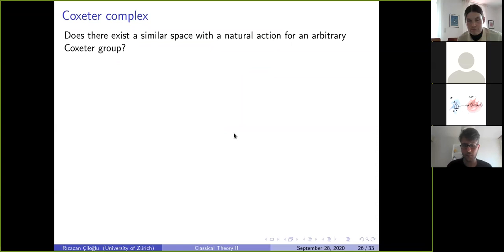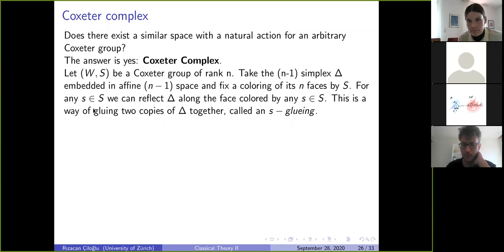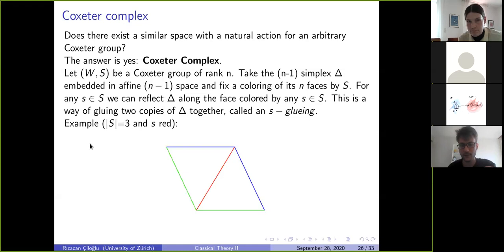Does there exist a similar space with a natural action for an arbitrary Coxeter group? Yes. To construct it, we will use simplexes. If you take a Coxeter group of rank n, we will take the n minus one simplex lying in the affine n minus one space. It's n minus one because n minus one simplexes have n faces, and n is the rank of the Coxeter group. We'll color each face of the simplex by an element of S. Then for any S, we can reflect the simplex along the face colored by it. This gives us a way of gluing two copies of that simplex together, and this will be called an S gluing. This is an example for the case where rank is three and S is red. You just reflect it and glue it.